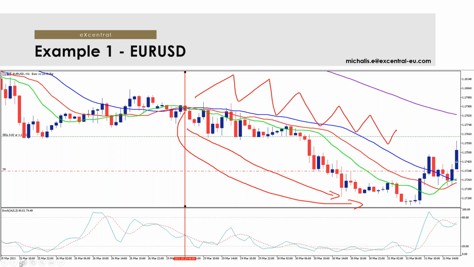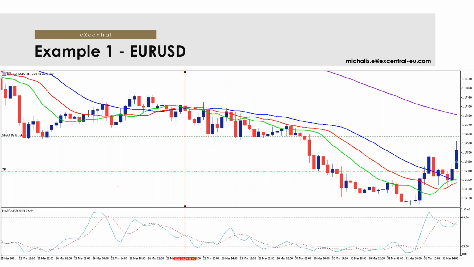Now, this means you mustn't be overexposed. If you're trading, let's say, on an account size of 10,000, don't open a trade of 3,000 with a massive high level of leverage, because you're most likely not going to be able to withstand the movement and the volatility.